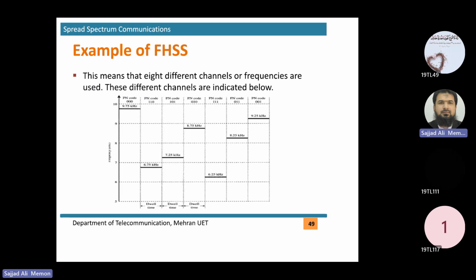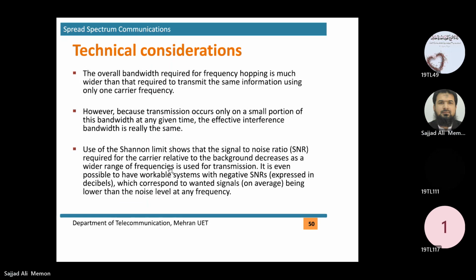See, the first information is transmitted at 000, and that frequency is 9.75 kilohertz. Then the information 110 is transmitted at 6.75, and the 101 code is at 7.25, and 010 at 8.75, and so on. So this is how FHSS works.